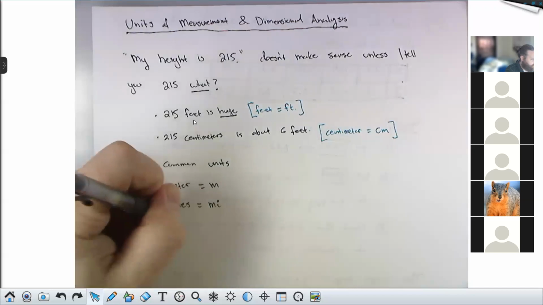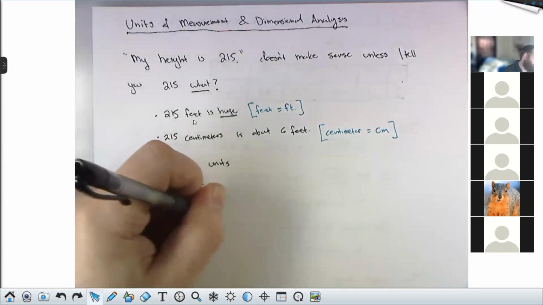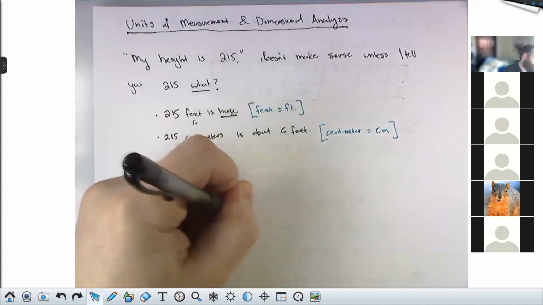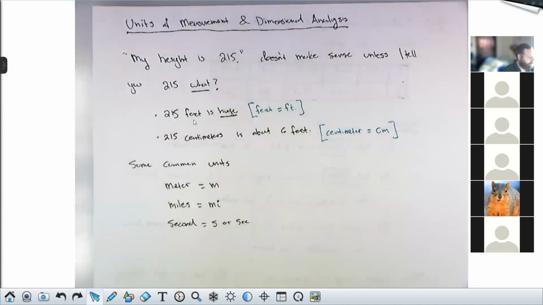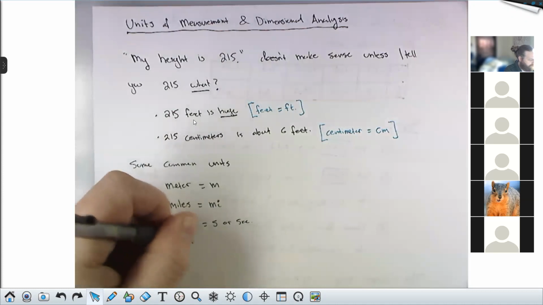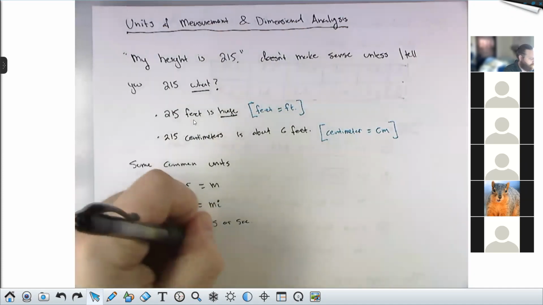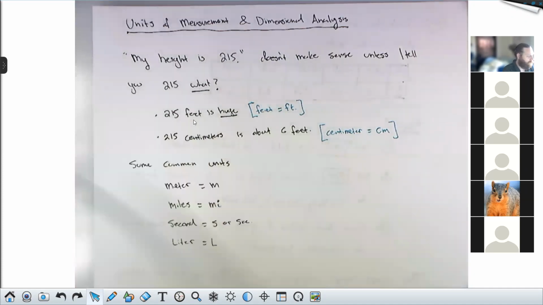The second for time is usually just S or sometimes SEC. The liter, this is a unit of volume. This is usually just written as L. What other common stuff do you guys run into? Maybe I'll just leave it as this, right?